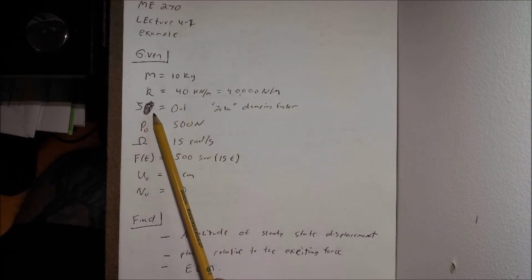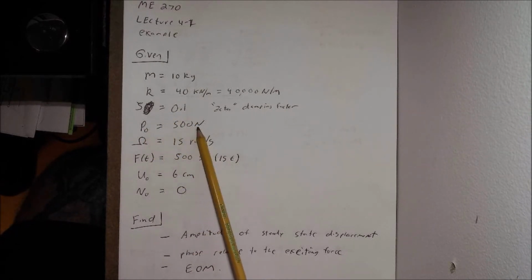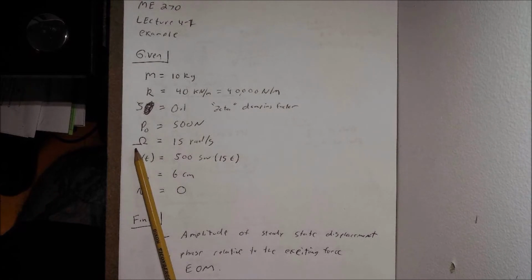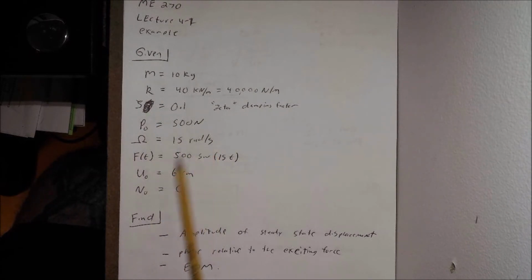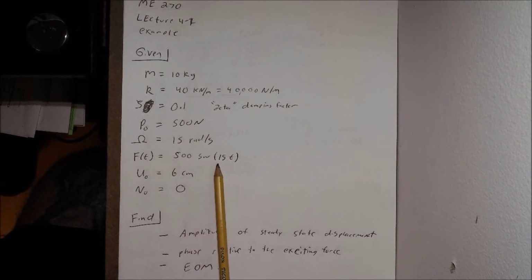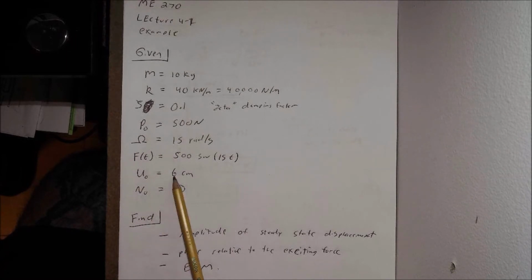My zeta, my damping factor here, is 0.1. P naught is given to me as 500 newtons. We have the frequency of 15 radians per second here. We have our f of t relationship given as 500 times the sine of 15t. We have our initial conditions now here. Our U naught is equal to 6 centimeters and our V naught is equal to 0.